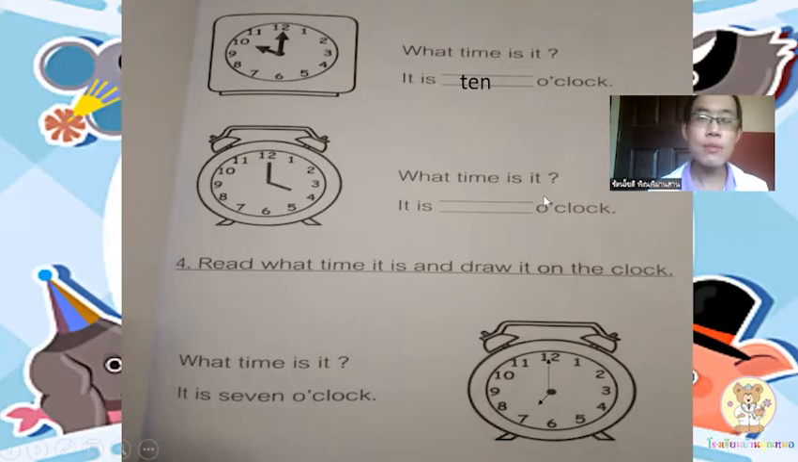Next picture. You can see that the shorthand points at number 4, while the longhand points at number 12. And then they ask you some question. What time is it? So we can answer like this. It is 4 o'clock. So we need to spell number 4 in word. F-O-U-R. It is 4 o'clock.